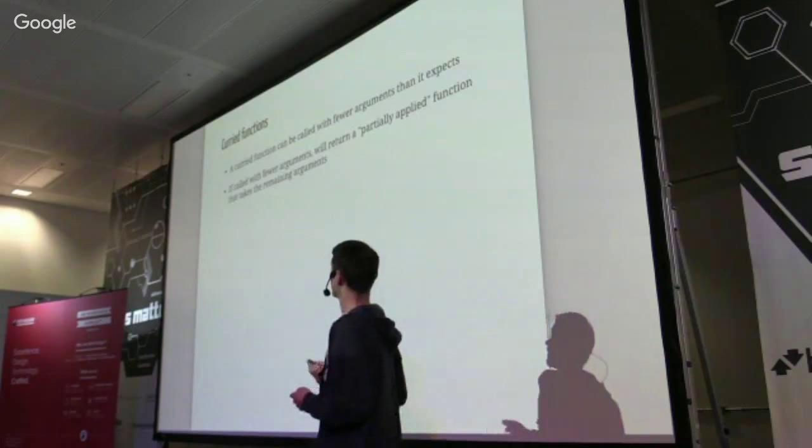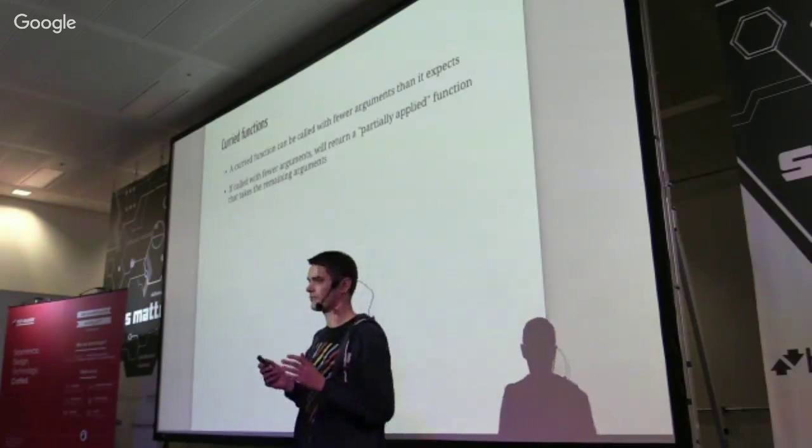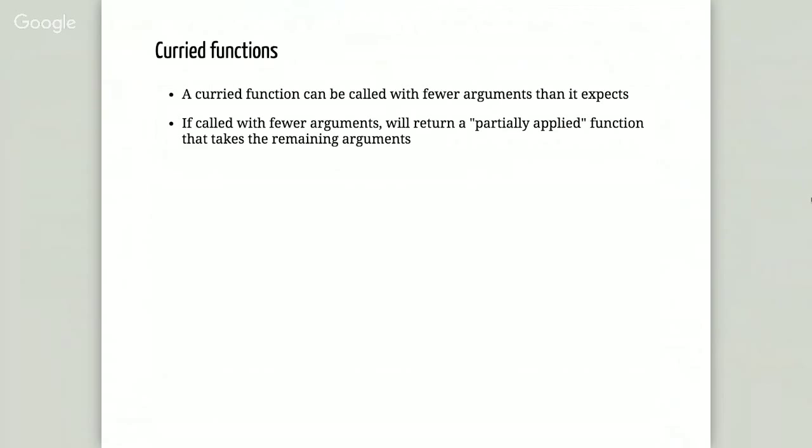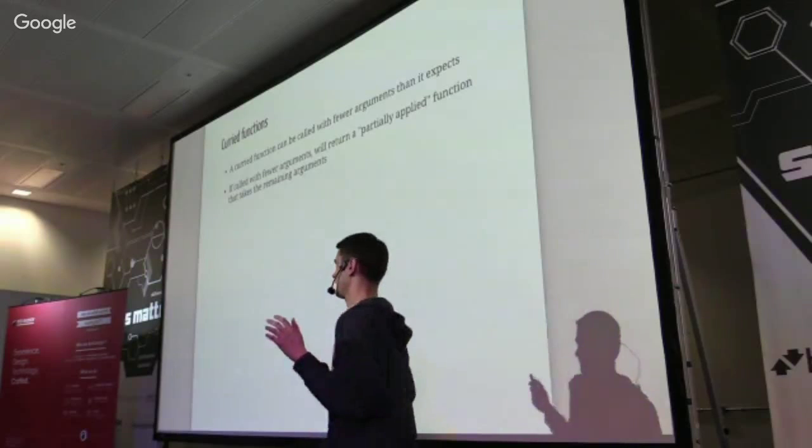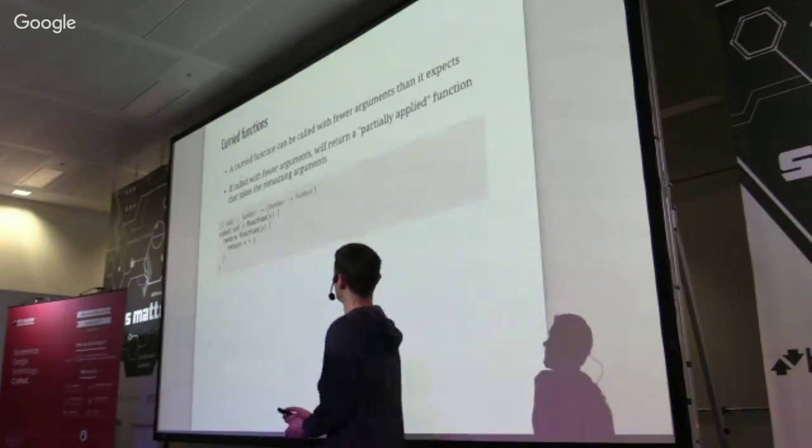So next, I'd like to introduce the concept of a curry function. And a curry function is one which can be called with fewer arguments than it expects. And if it's called with fewer arguments than it expects, it's going to return a new function which takes the remaining arguments, which is better to see an example of.